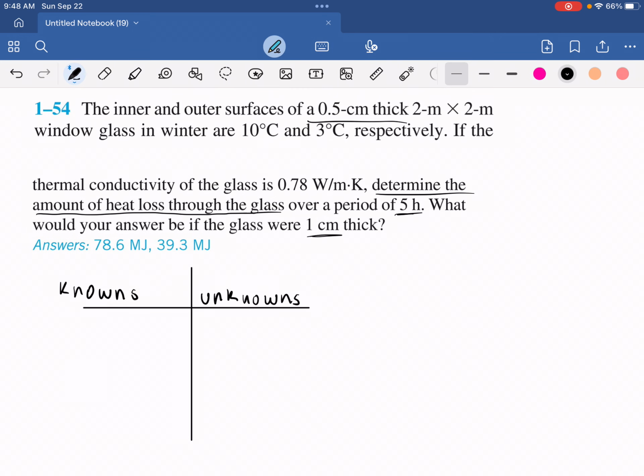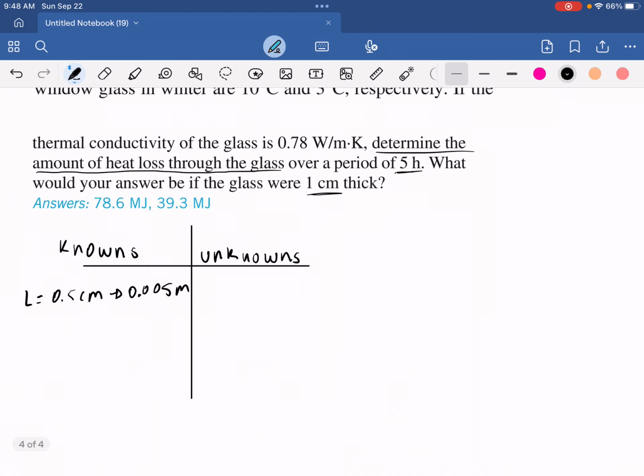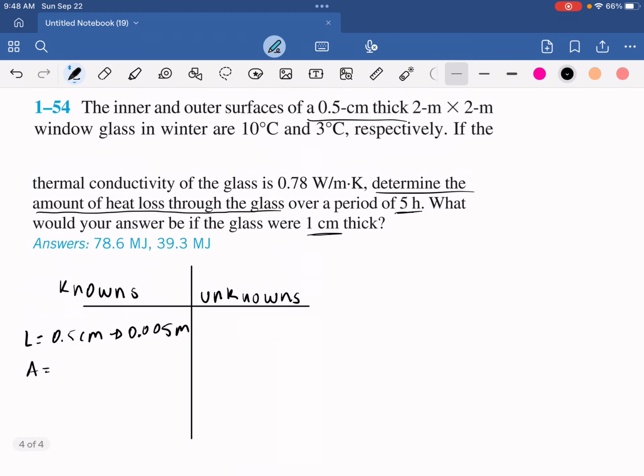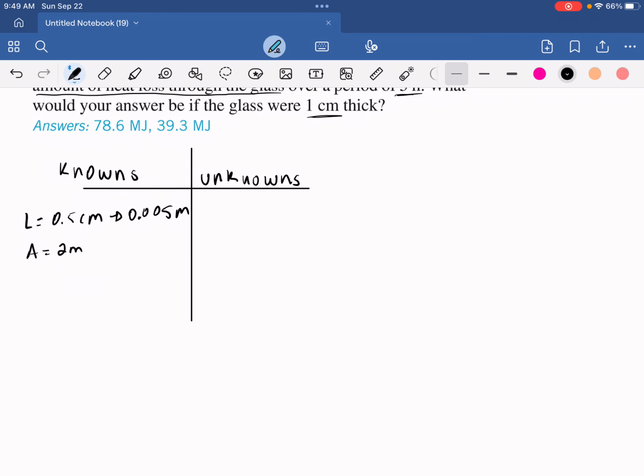Thickness is 0.5, so let's change that. I know that's going to be my L, or thickness, and that is 0.5 centimeters. I'm going to change it up to meters. If I do that, this becomes 0.05 meters. Okay, all right. Now I'm given my area, 2 meter by 2 meter. So I have 2 meters times 2 meters, which is going to give me 4 meters squared.